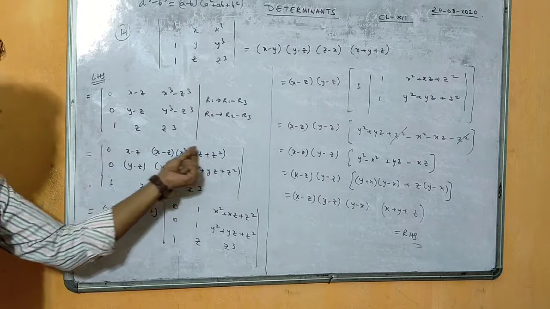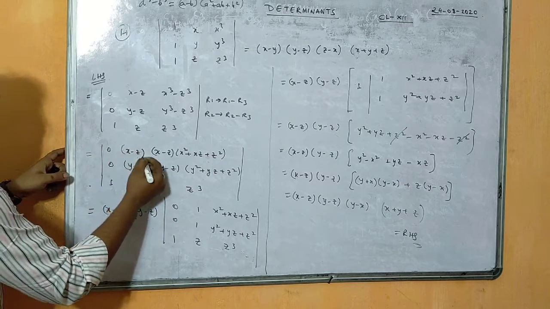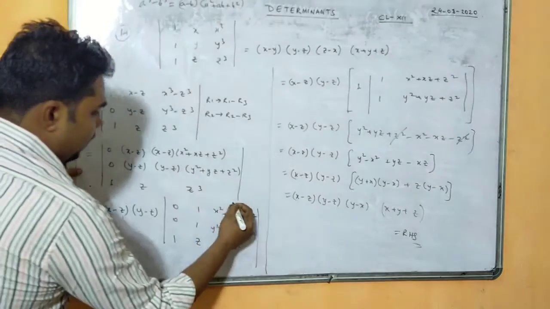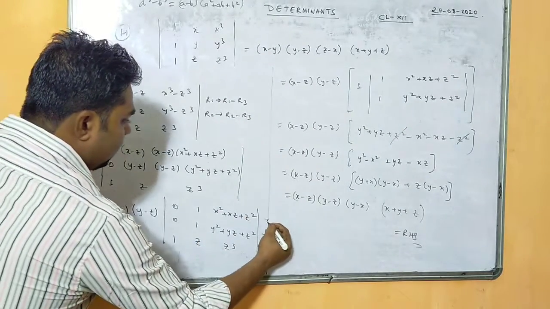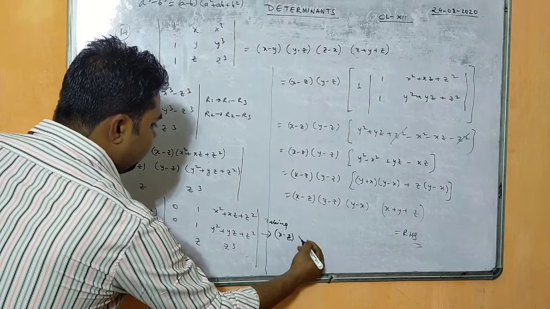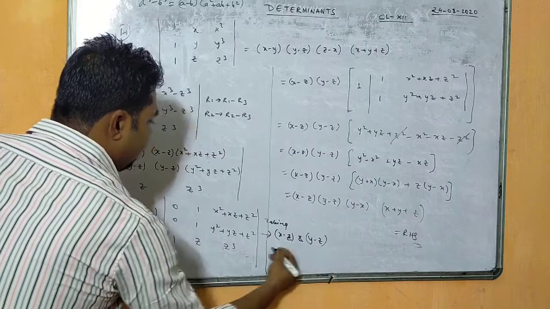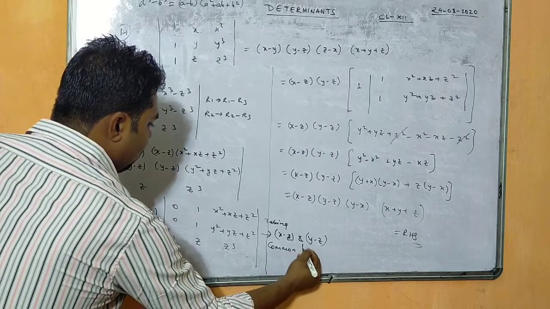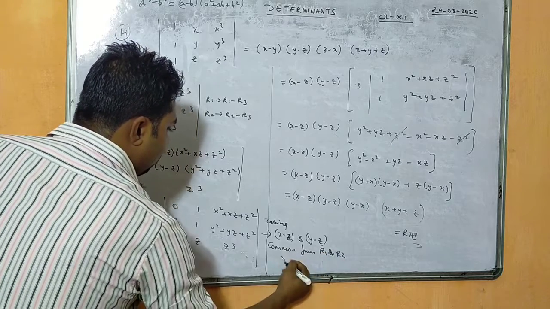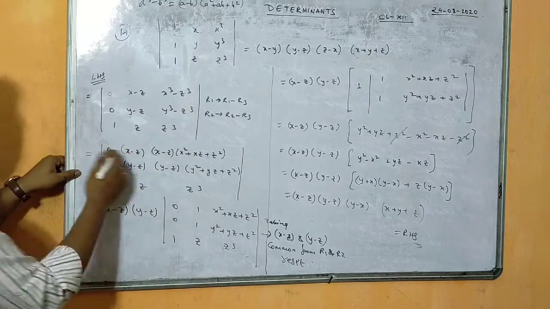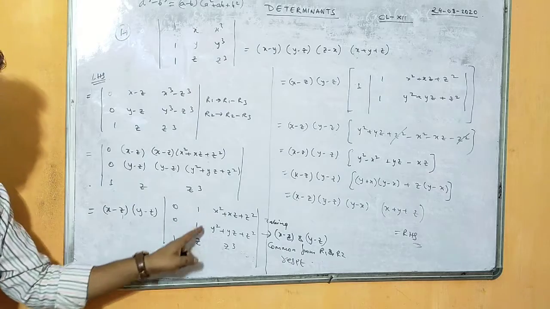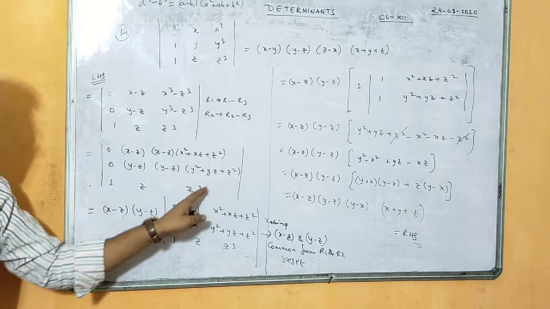Now from row 1 we will take x minus z common, and from row 2 we will take y minus z common. So taking x minus z and y minus z common from R1 and R2 respectively, right? We are taking common here. So once you take common, we will get 0 0 1, we will get 1 1 z, and here we will get this other part, right?